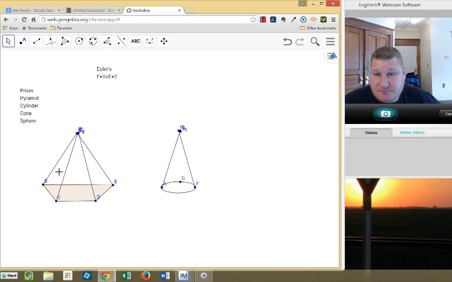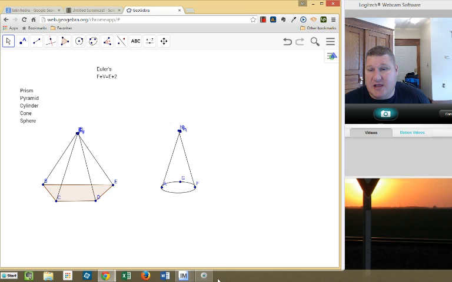What it says is if I count the number of faces, 1, 2, 3, 4, don't forget the one on the back, 5, the one on the bottom, plus vertices, 1, 2, 3, 4, 5. So 5 plus 5 is 10. It should be edges plus 2. 1, 2, 3, 4, 5, 6, 7, 8. 8 plus 2 is 10. 10 equals 10. And that works for three-dimensional solids.